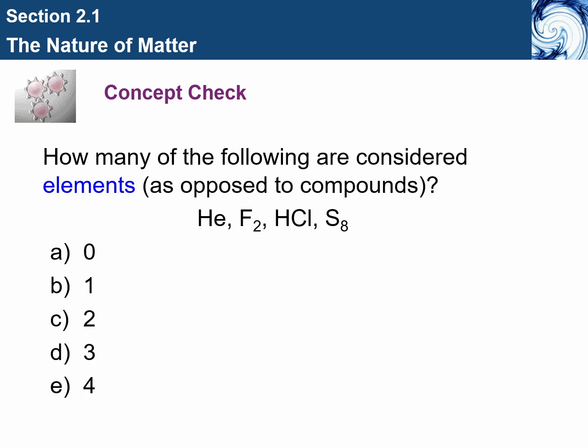How many of the following are considered elements, as opposed to compounds? Think back to the definition of an element. I'll give you a second. Have you thought about it? I hope so. Let's go through these. We have He. I don't know what that is, but it's probably one thing. I have F2. Looks like it's only got one thing. HCl. Who knows? I'd probably have to look at a periodic table. We should talk about that too. S8.